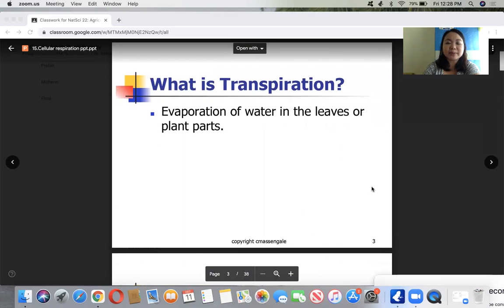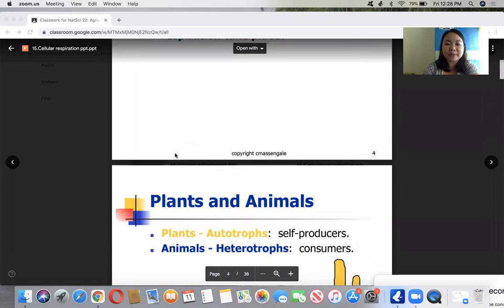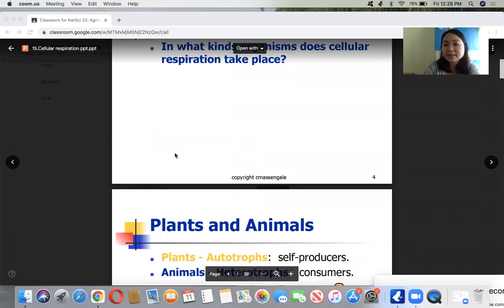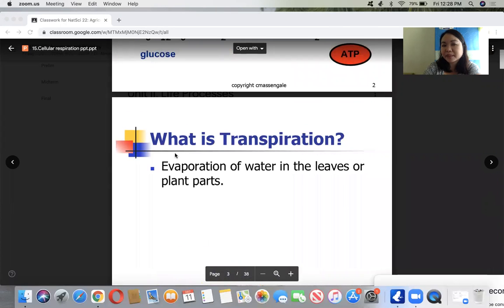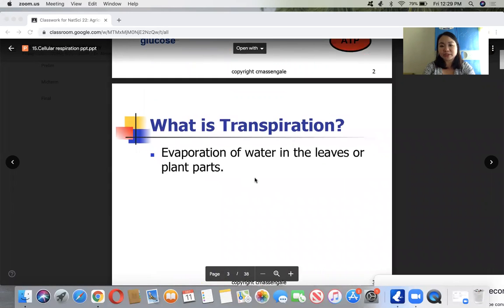So what is transpiration? It is the evaporation of water in the leaves or plant parts. And in what kinds of organism does cellular respiration take place? So this is just to elaborate further. Respiration is so different from transpiration.